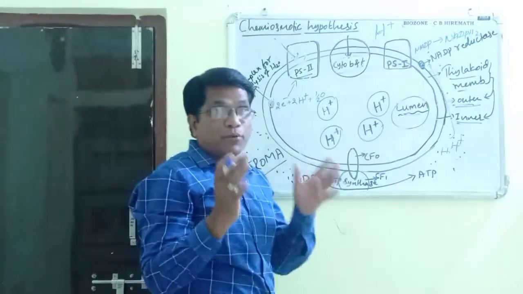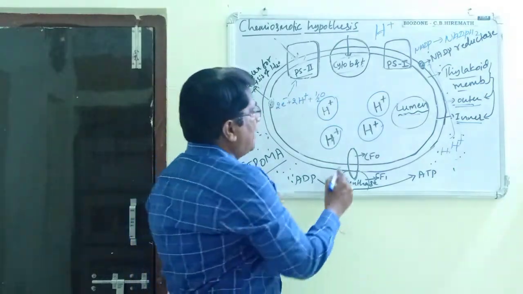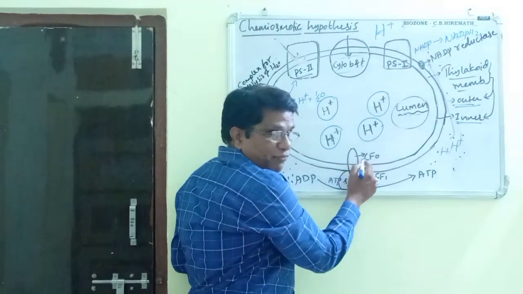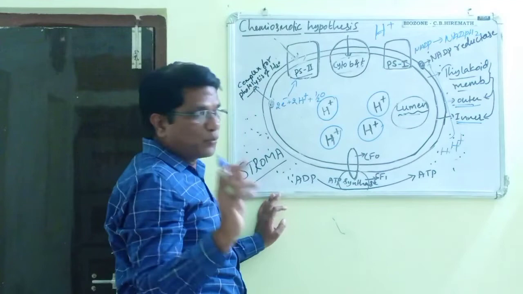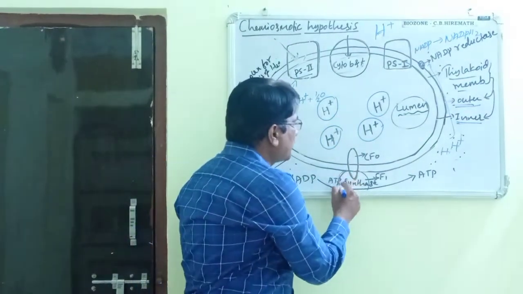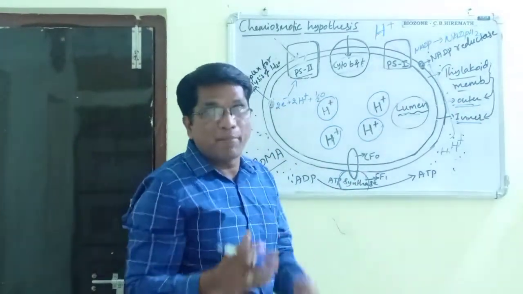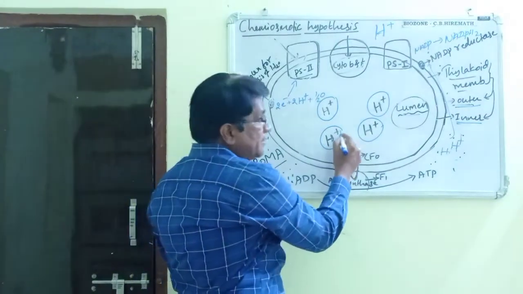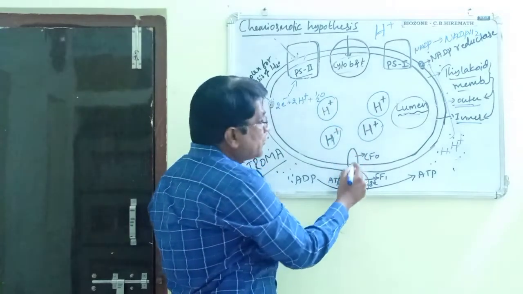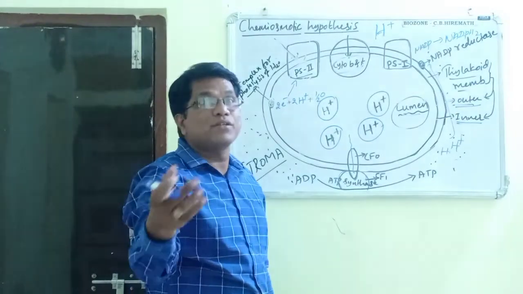After this, a proton gradient develops in the lumen of the thylakoid membrane, and you are seeing these proteins. This is the CF0 protein molecule, which is embedded in the thylakoid membrane, and this is the CF1 protein molecule, which is not embedded in the thylakoid membrane. And these protons are passing through this CF0 channel into the stroma.